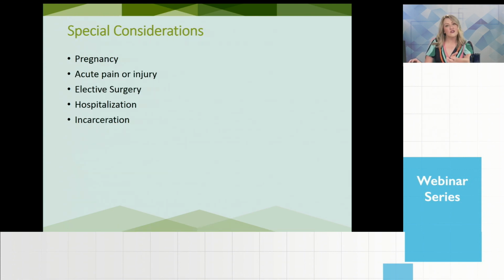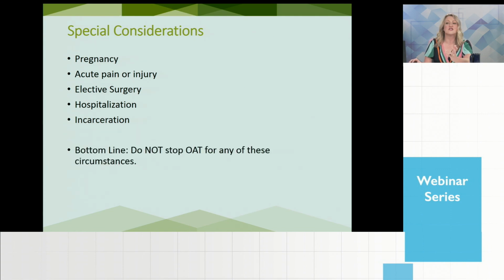Other special considerations: pregnancy, acute pain or injury, so somebody breaks their leg and ends up in hospital, if they have an elective surgery planned, or they end up in hospital for some other reason, or incarceration. The bottom line in any of these situations is don't stop their OAT for any of these circumstances.